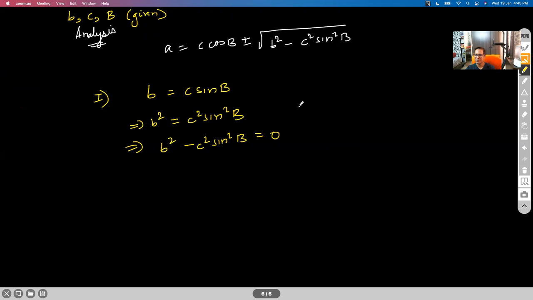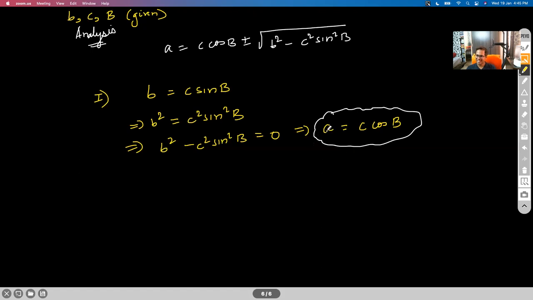Then what will happen to the A value? It will just reduce to C cos B. Correct? Agreed? Yes or no? Okay, now tell me, how many triangles will be possible? Looking at this, what conclusion do you draw? Okay, Shardri says one triangle is possible. Anybody else? See, this is where I want you to think.